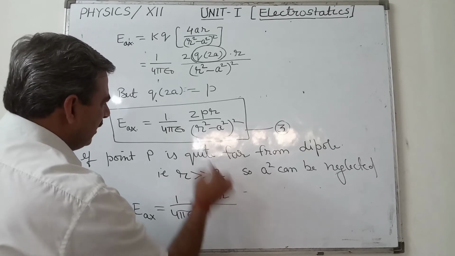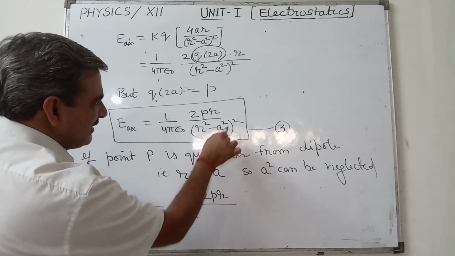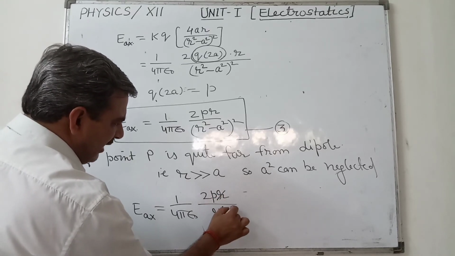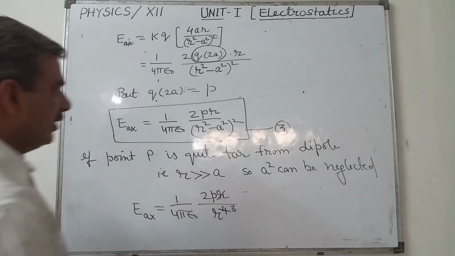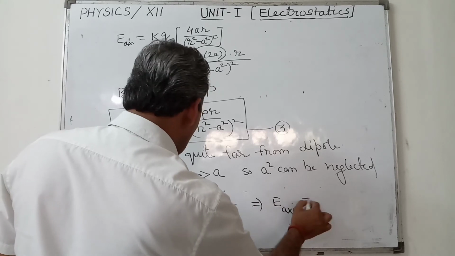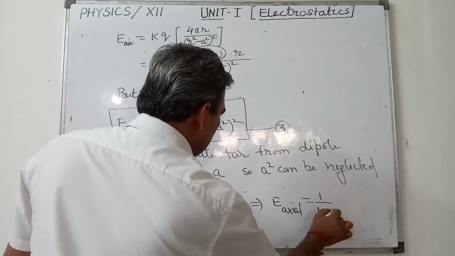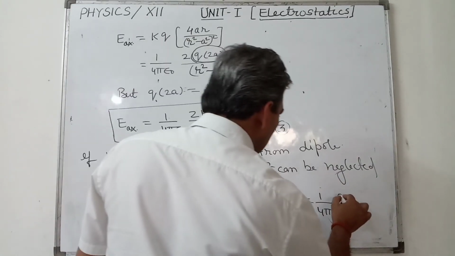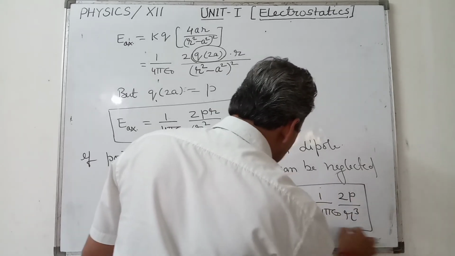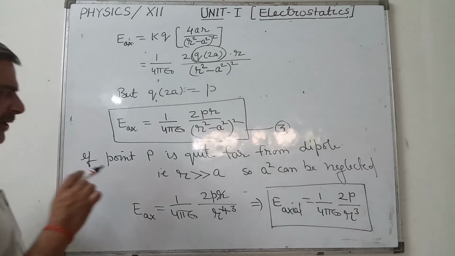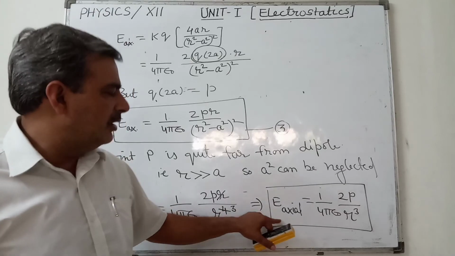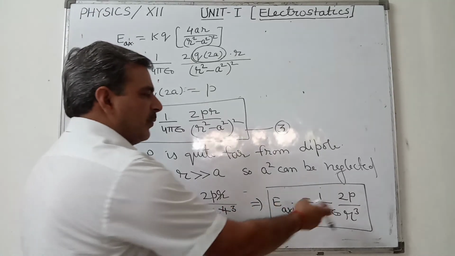2p r over, if you put a square as 0, you have r to the power 4. Cancel r with r to the power 4, you will have 3. So what is left here? E axial is equal to 1 over 4 pi epsilon naught 2p over r cube. And this is the final expression after assumption. What assumption have you made? That if point P is quite far from the dipole, then in that case you have the electric field on the axial line as 1 upon 4 pi epsilon naught 2p over r cube.